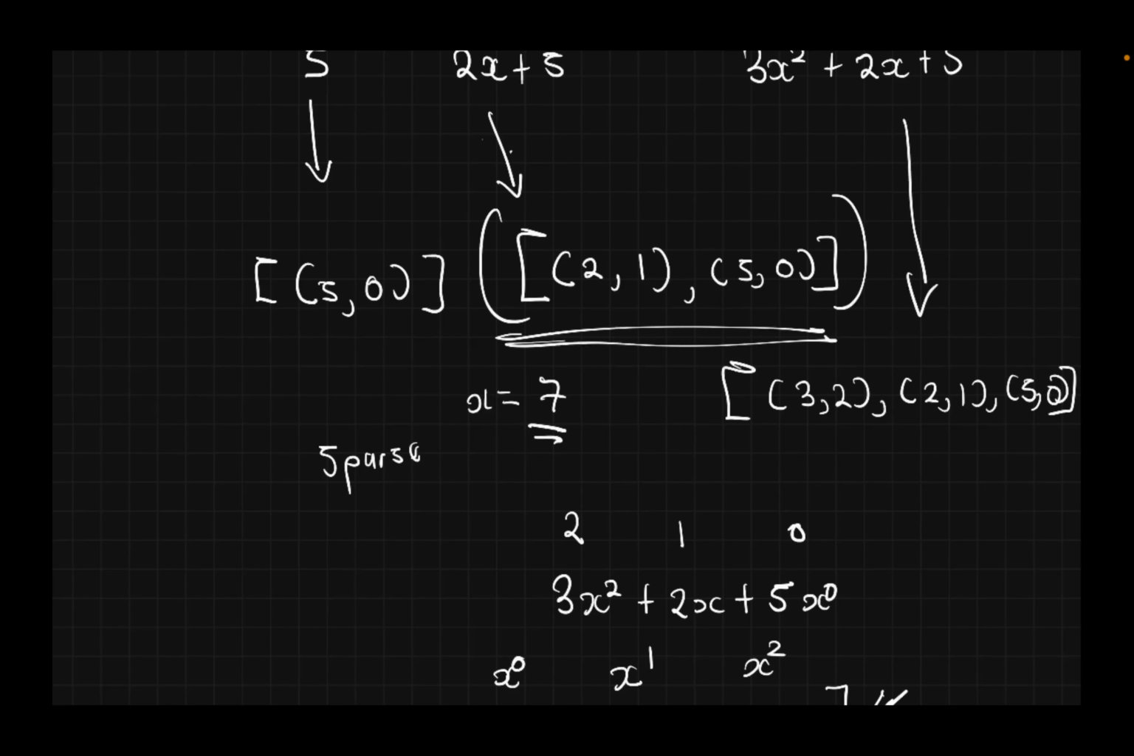Wait, let me write it out so it's not confusing. So this one is the coefficient, and then this one is the exponent. Okay. But you got the previous way to do it, right? Where you just do 2 times x to the power of 1 plus 5 times x to the power of 0. Okay.